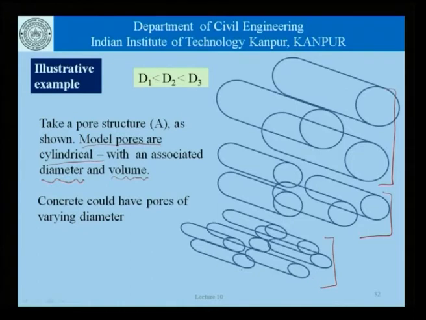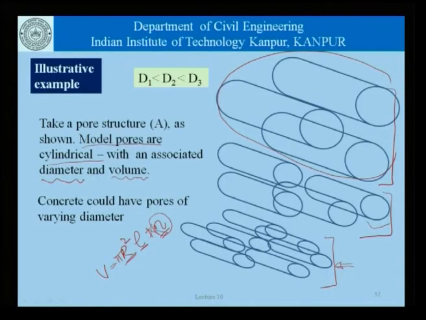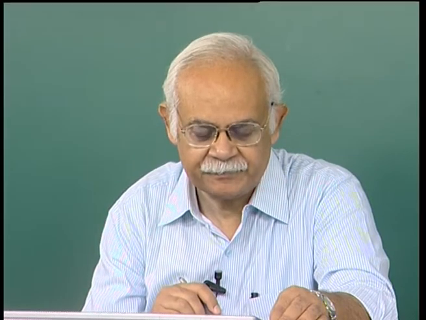smallest. The volume for a cylinder we know is related to the diameter and the length, and if there are more than one cylinders, we can multiply this by a number n to get the total volume. Now, in this case, we can try to determine the volume of these pores, which are the largest, the volume of these pores, which are slightly smaller than that, and the volume of these pores, which are the smallest, provided we know the numbers and we know the lengths.